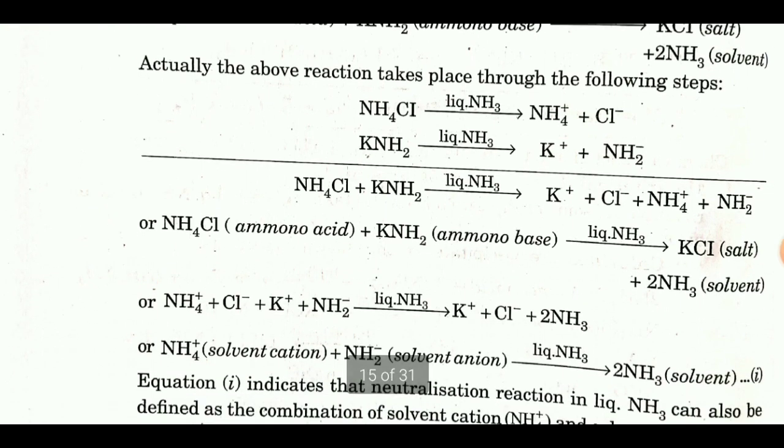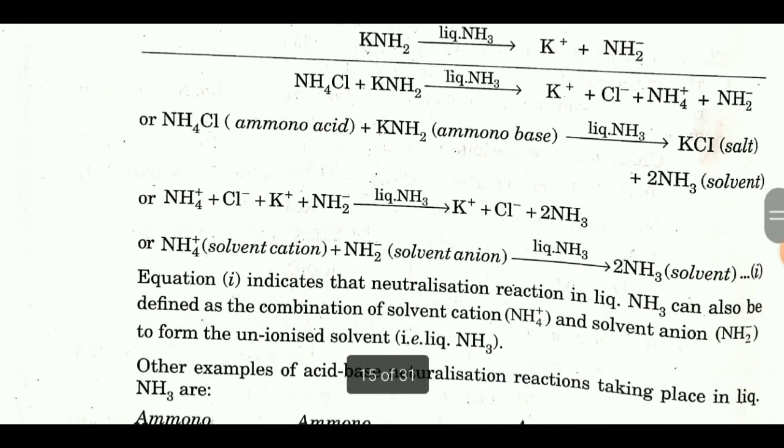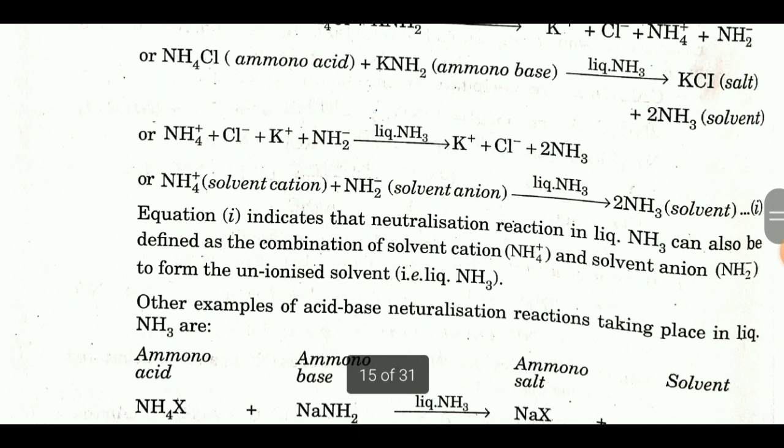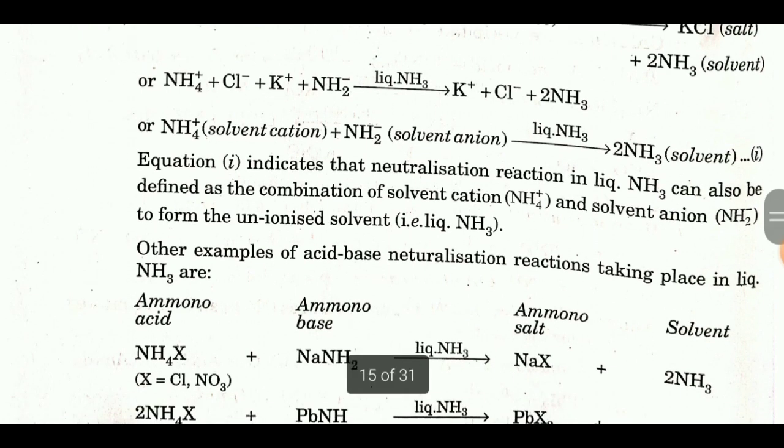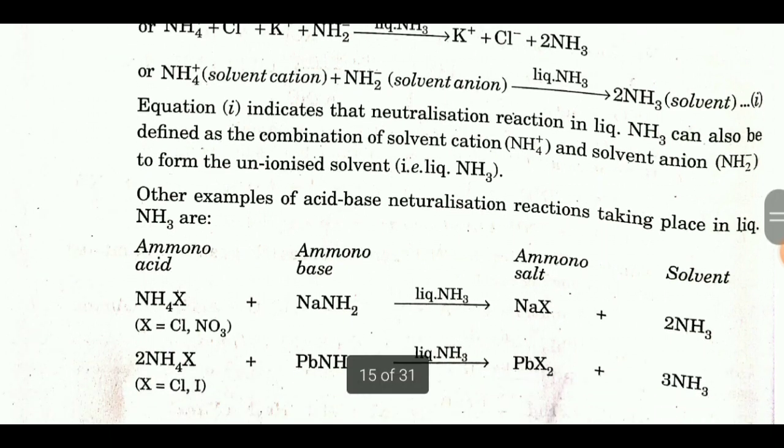NH4Cl gives out NH4 positive and Cl negative in presence of liquid ammonia. Similarly, KNH2 gives out K positive and NH2 negative in presence of liquid ammonia, and the final product is solvent cation, that is NH4 positive, plus solvent anion NH2 negative, gives out solvent, that is 2NH3. Equation 1 indicates that neutralization reaction in liquid NH3 can also be defined as the combination of solvent cation and solvent anion to form the unionized solvent.